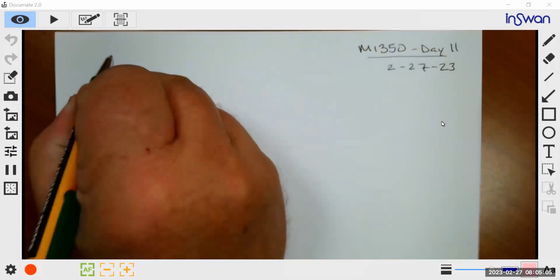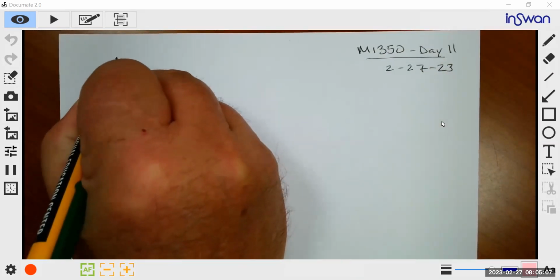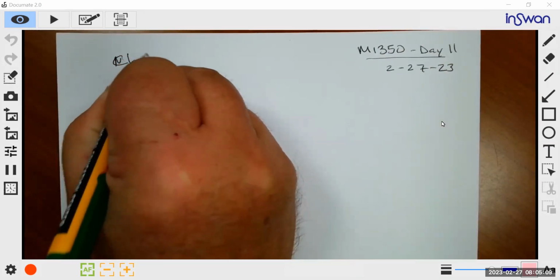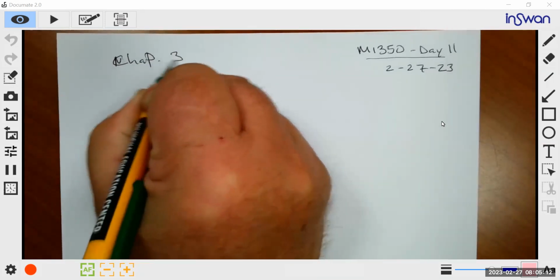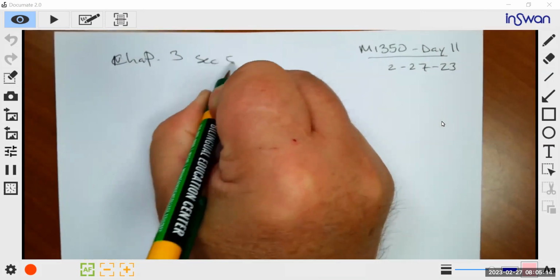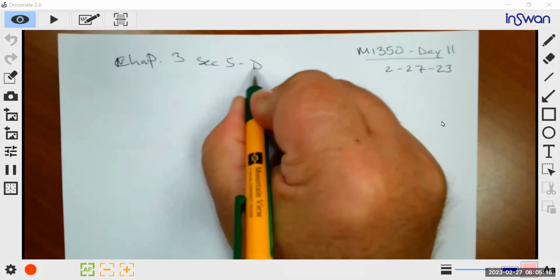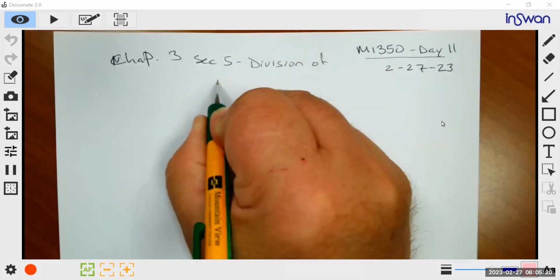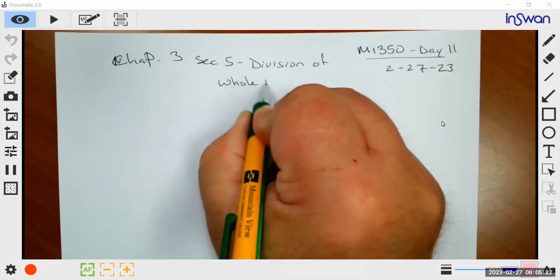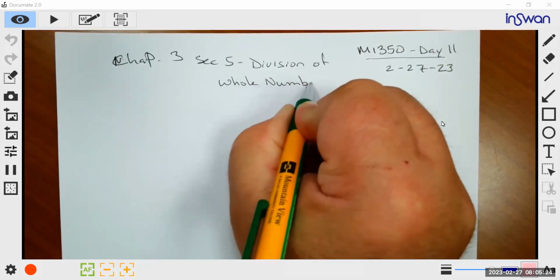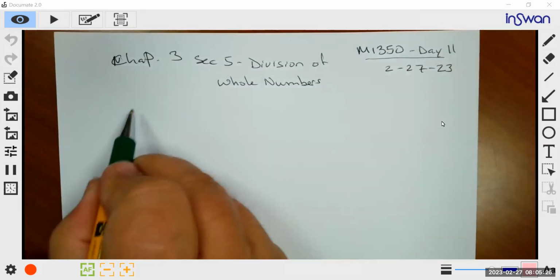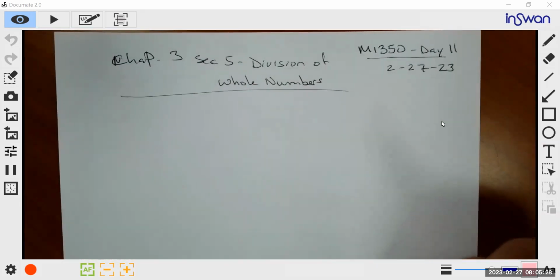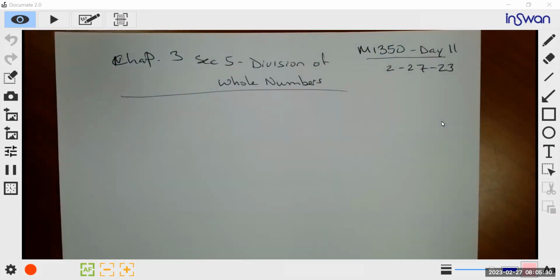Today we're going to cover chapter 3, section 5: Division of whole numbers. We discussed addition, subtraction, and multiplication so far. Now we only have one more left. That's the division process.